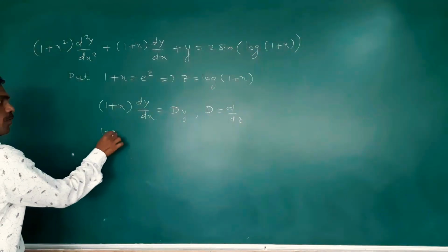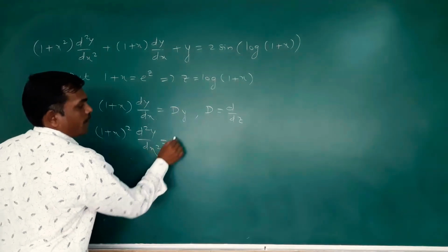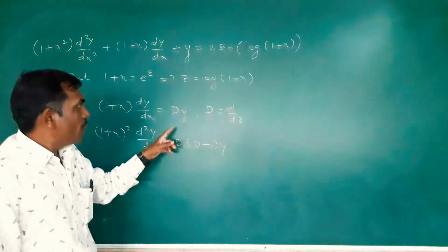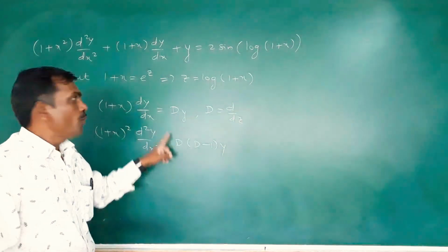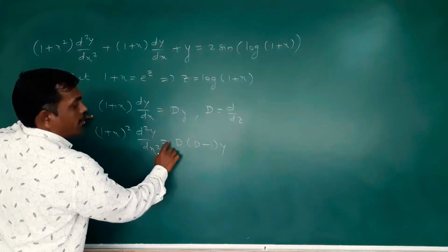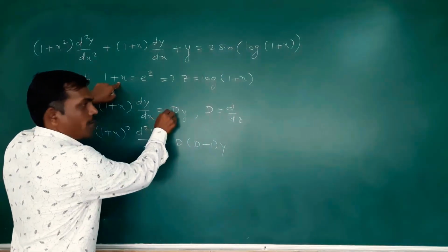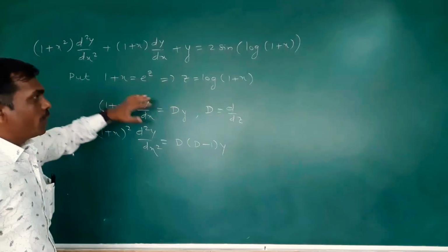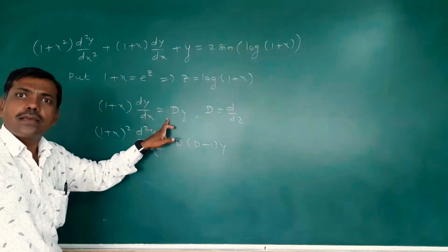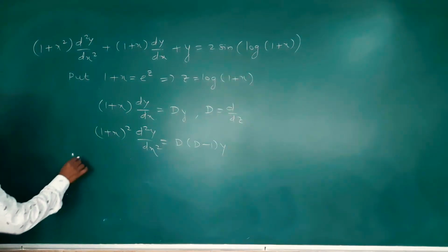Then the next one is 1 plus x bracket squared d2y by dx squared is D into D minus 1 y. Again the question in your mind: I have not taken a here. No doubt, that is your clear doubt, why I have not taken a here. Because the coefficient of x is 1. So the value of a is 1 and its square is also 1, right? So avoid it. Whenever the coefficient of x is there, we will take that coefficient of x and its power. Okay. Now substitute this value.